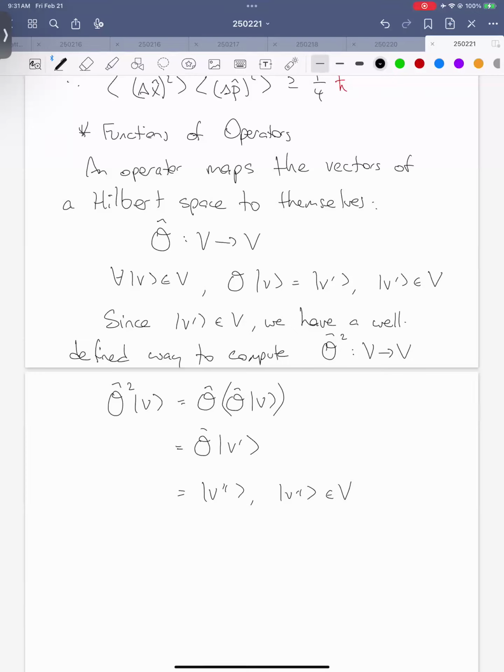And so I imagine that you can see pretty clearly that we can generalize to any polynomial power of the operator, that that's a well-defined object that itself is an operator, and I know how to compute it. And I get a nod that that's clear. Okay, great.